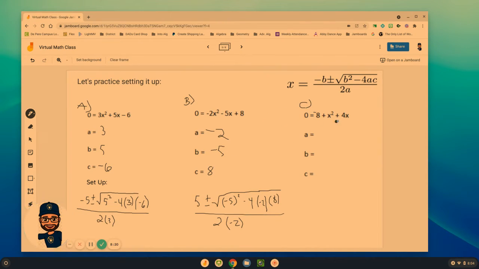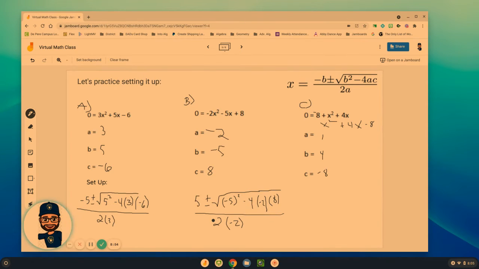However, before you do that, we have to look at letter C carefully. Is it set equal to 0? Yes. Is it in descending order? No. So let's just change it to the correct order: x squared plus 4x minus 8. Now, that's not a necessary step, but it's helpful to identify the a, the b, and the c. Now pause it, find the a, the b, the c, and then set it up.